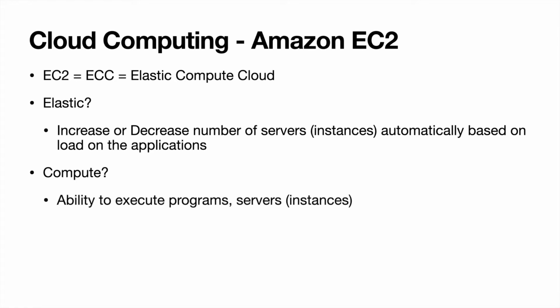Compute. So the first C is compute. So here it's where we're executing programs, we're running applications, and normally we use servers for that, and that's really the compute part of the acronym. And finally, cloud. Well, it's all hosted in the cloud. It's not on premise. So this is the term EC2, Elastic Compute Cloud.